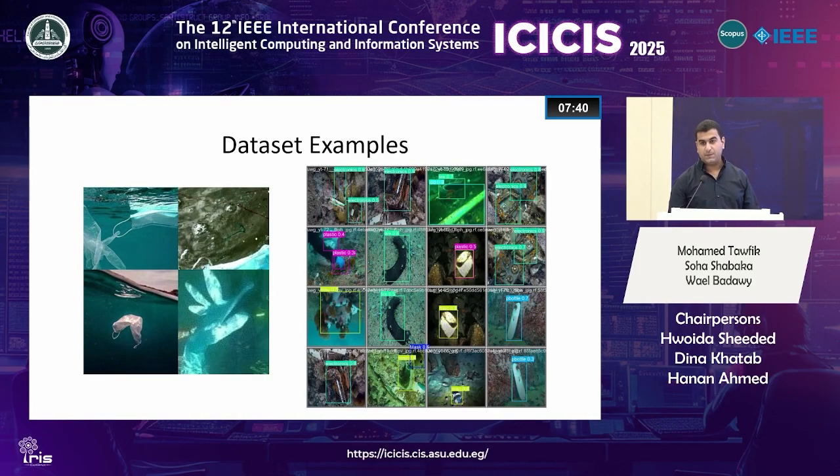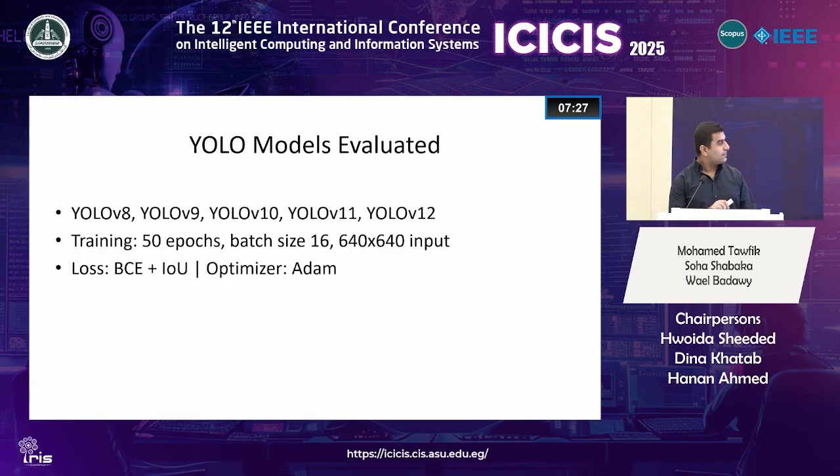This is an example of our dataset. On the left-hand side are images before detecting using YOLO, and on the right-hand side, after detecting using YOLO. As I said before, these are our 5 versions benchmarked from version 8 to version 12. We trained all our models with the same hyperparameters: 50 epochs, batch size 16, and input image size of 640 pixels.